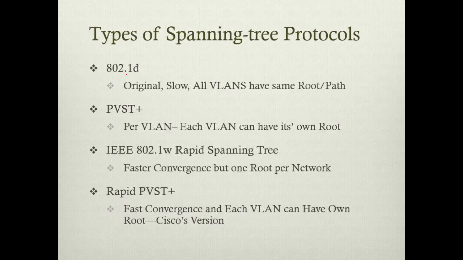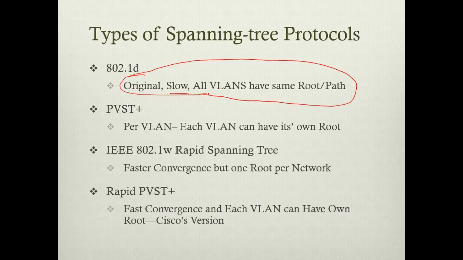The types of spanning tree: 802.1D is the original, slow, and on it all VLANs have the same root path. PVST is per-VLAN spanning tree, and this is the Cisco default, which means that when we have VLANs, each of them can have its own root bridge. They don't all have to follow the same path.